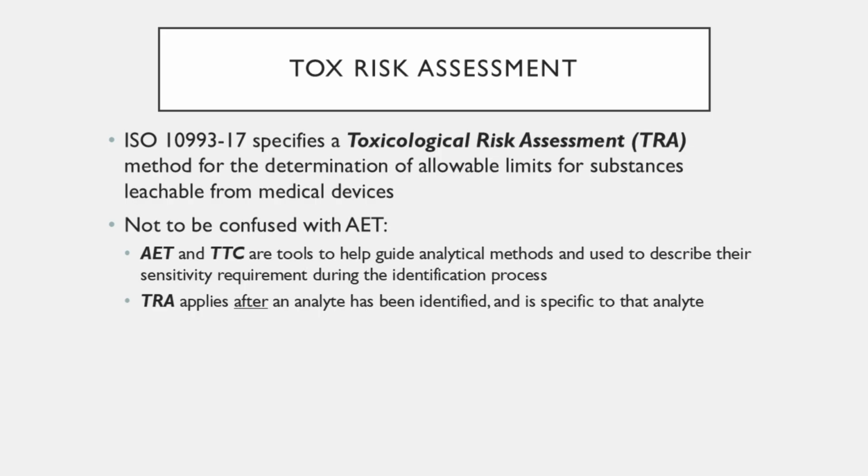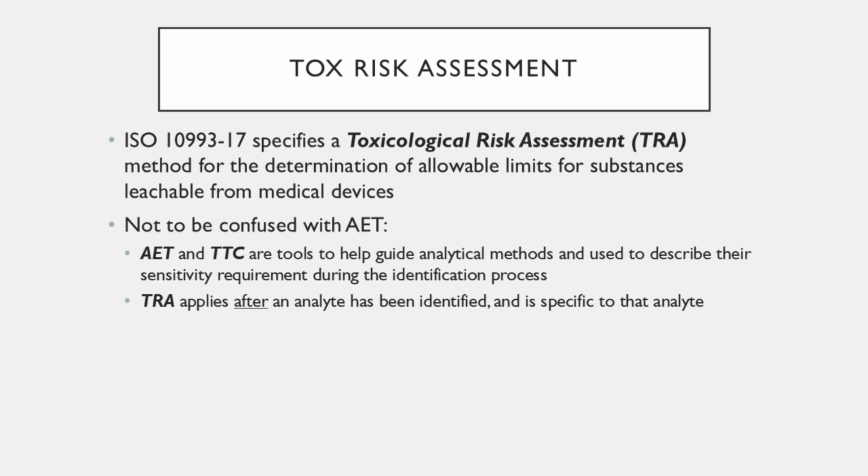So this isn't to be confused with the AET that I discussed previously. The AET and the toxicological threshold of concern are simple rules of thumb, guidances for the initial screening process to help guide the analytical methods and describe the sensitivity that might be required to identify all things of general concern. Those get applied before an actual test takes place. The TRA is put in place after an analyte has been identified and is specific to that analyte itself. So AET and TTC are just broad things.